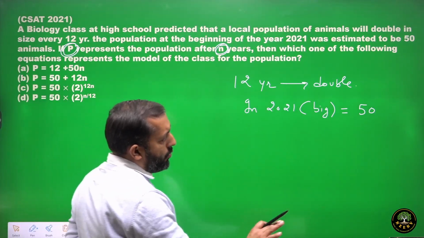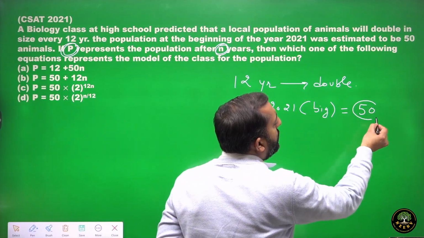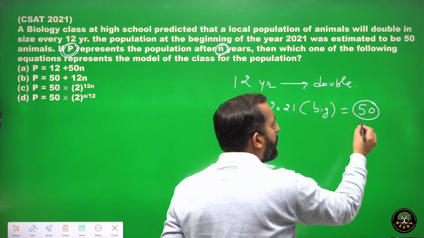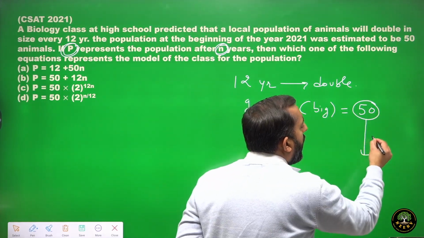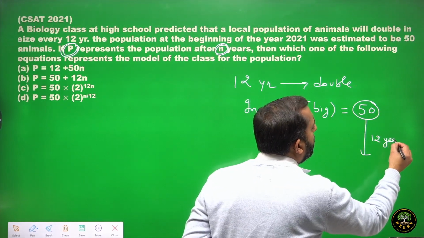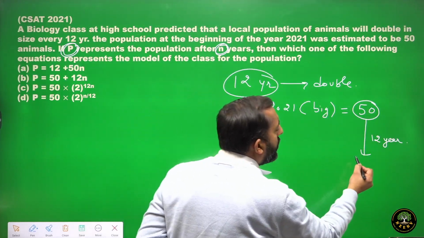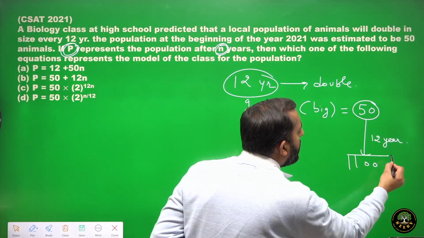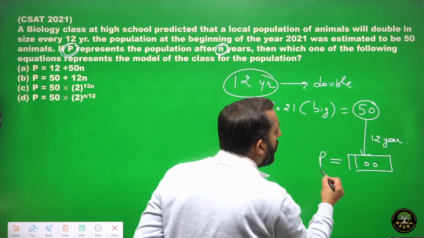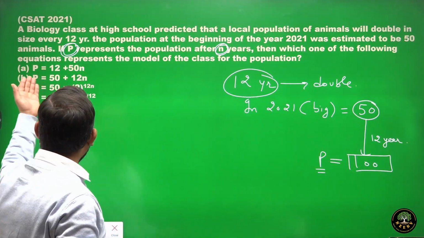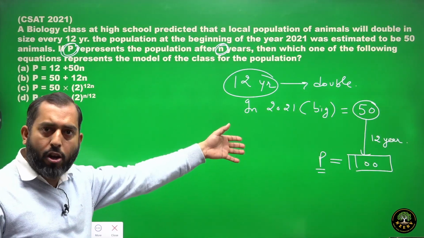Then which of the following equations represents the model of the class for the population? So right now, in the beginning of 2021, the population is 50, so definitely after 12 years, the population should be double of 50, which is what? 100. So after 12 years, the population must be 100. Now let's check out which of the given equations will justify this logic.